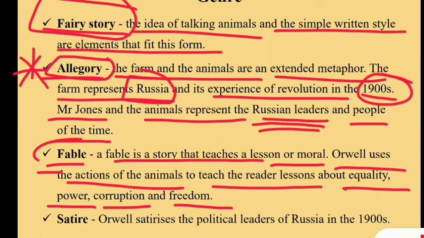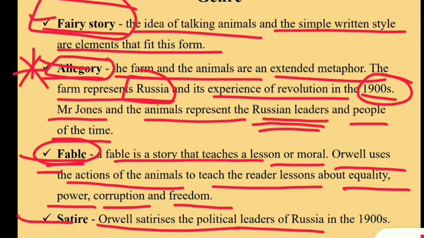Okay, I hope this is clear. The story of Animal Farm can be a fairy story, allegory, fable and satire as well. How satire? Let's find out. Orwell satirizes the political leaders of Russia in the 1990s. It is obvious that when political leaders are incapable, then countrymen will protest. And this is why it is a satire. The things that happened on the farm are satirical incidents of the things that happened in the revolution.